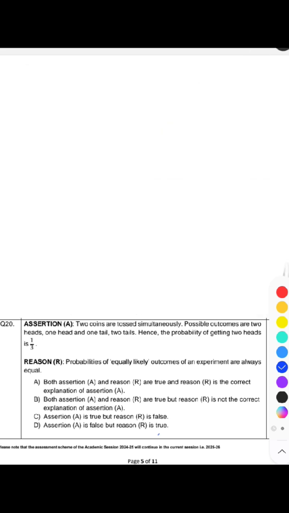Next question number 20. Two coins tossed simultaneously. Possible outcomes are two heads, one head one tail, two tails. Hence the probability of getting two heads is 1 by 3. Okay. See if the assertion is right or wrong. If two coins are tossed, so what is the two coin toss sample space? HH.